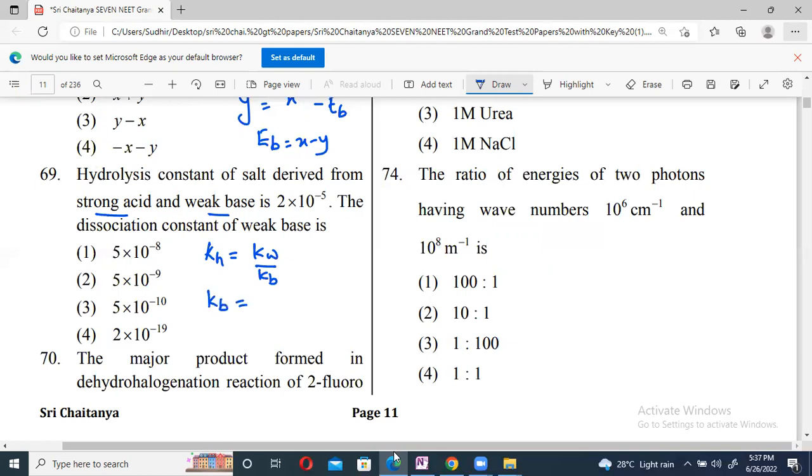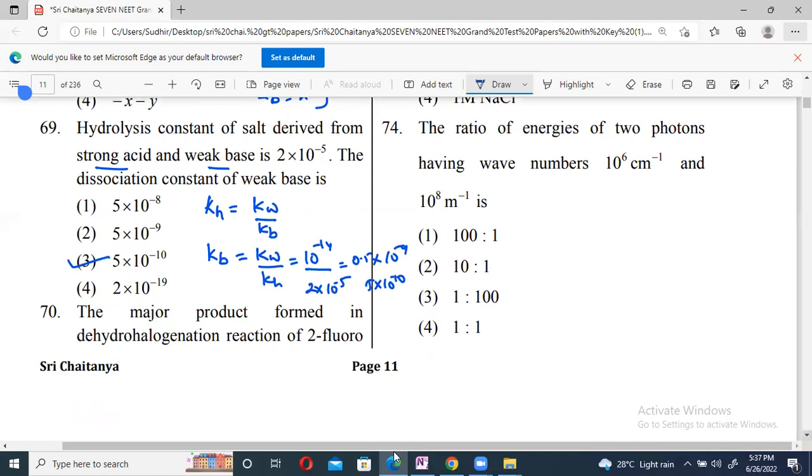So they're asking to get the Kb: Kw by Kh. Kw is 10 to the power of -14, Kh is 2 into 10 to the power of -5. 1 by 2 becomes 0.5, -5 becomes +5, 10 to the power of -14 +5 is 10 to the power of -9. That means 5 into 10 to the power of -10. Option 3 is correct here.